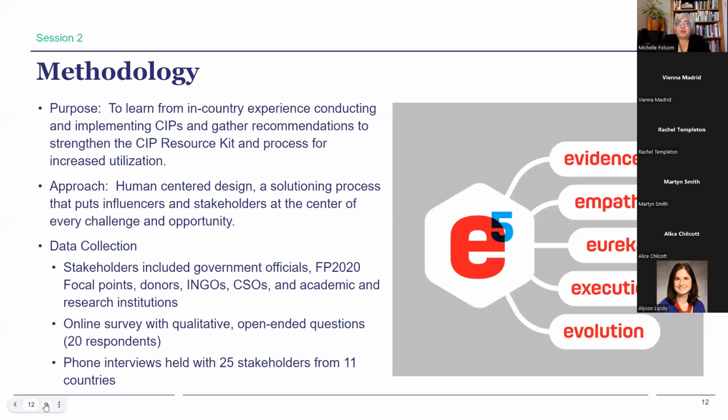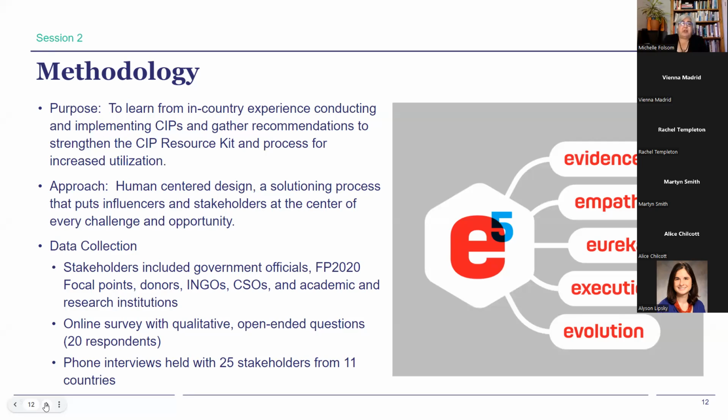Okay, so the ask was pretty straightforward, and I think Rachel set it up nicely. FP 2030 was looking to refresh the toolkit and thought it would be important that we actually go to the users, to the stakeholders that have been engaged in the process over the past decade, and to learn from them, to hear from them what was working, what wasn't, what could be better, what was missing.